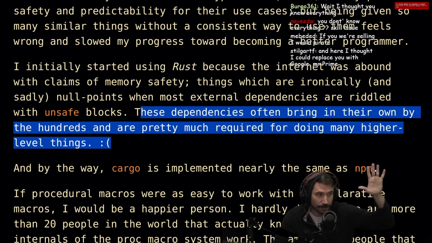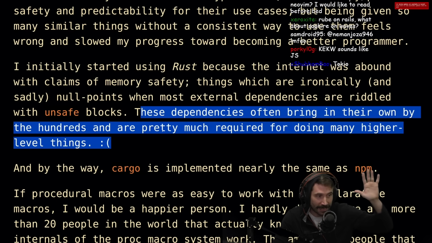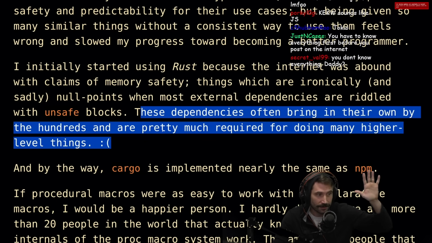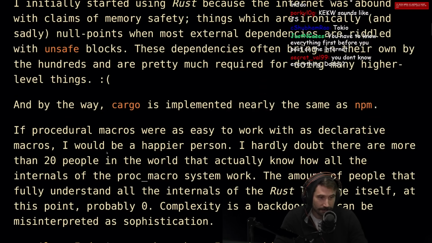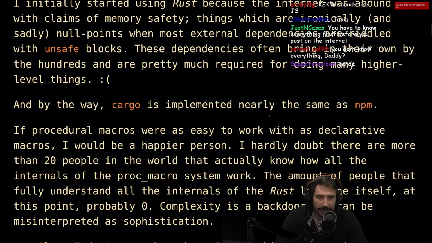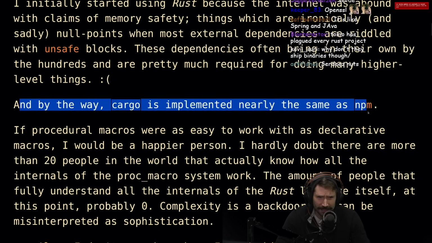That exists in every Rust project that has been compiled. Like the heat death of the universe is going to be caused by compiling Serde, okay? It's just a fact of life. Okay, return to monkey. That's all. By the way, cargo is implemented nearly the same as NPM. Yeah, but it's way more convenient because it can build, you know what I mean?